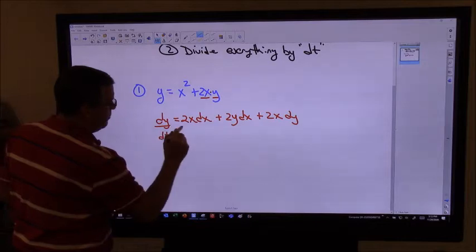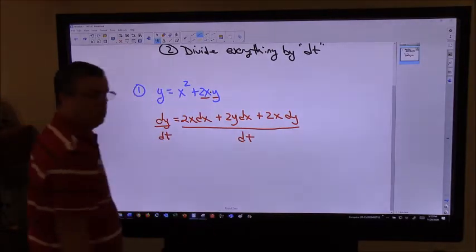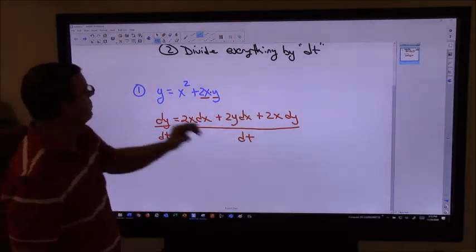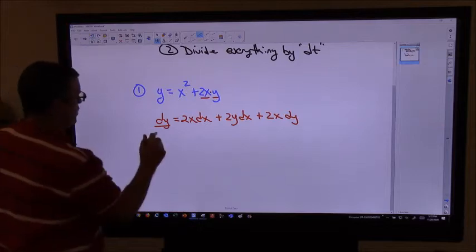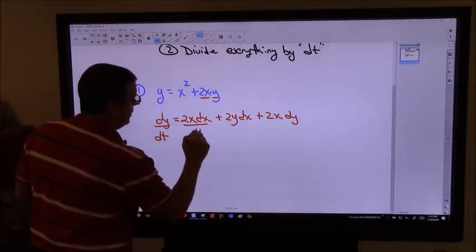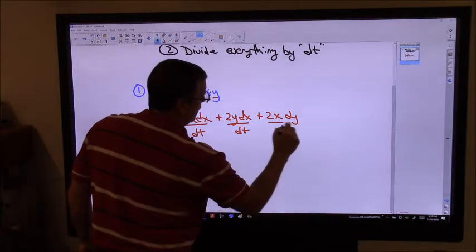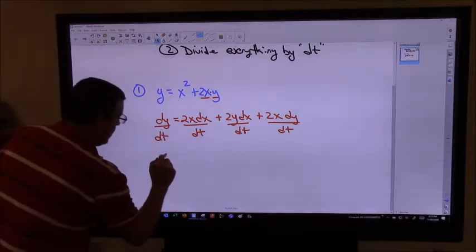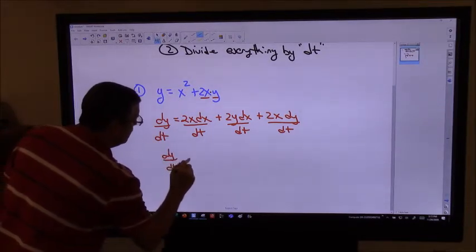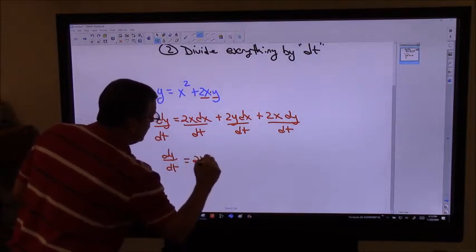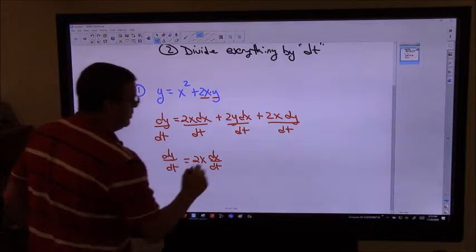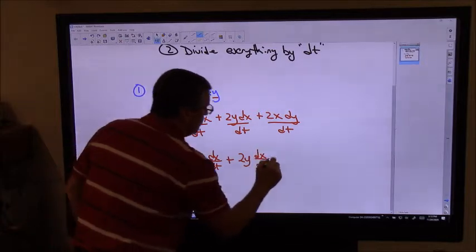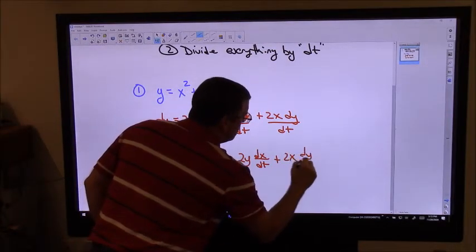So when I do this, what you do to one side, you do to the other. I'm going to assume that this is now a common denominator for all three of these terms. So let me go back and change that. I've got a dt here, I've got a dt here, and I've got a dt here. And so usually what we do is we rewrite that. dy over dt is equal to 2x times dx over dt plus 2y dx over dt plus 2x dy over dt.